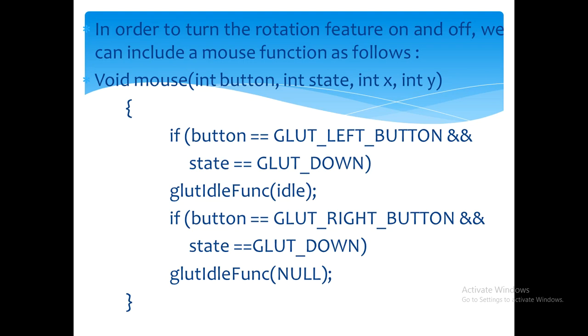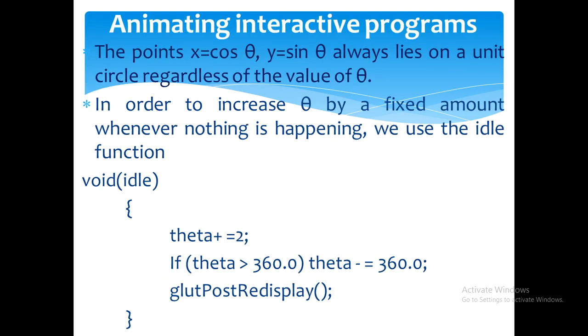In order to turn the rotation feature on and off, we can include the mouse function as follows. For example, if you want to turn it on and off, you can use this: void mouse(int button, int state, int x, int y). If button equals the left button and state is down, that is, if you press the left button down, then glutIdleFunc(idle), and it will call the idle function and rotate.